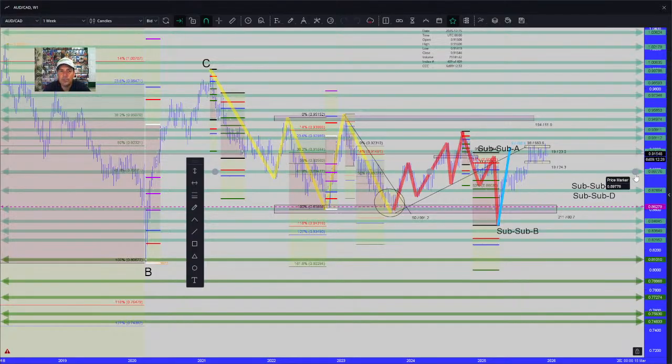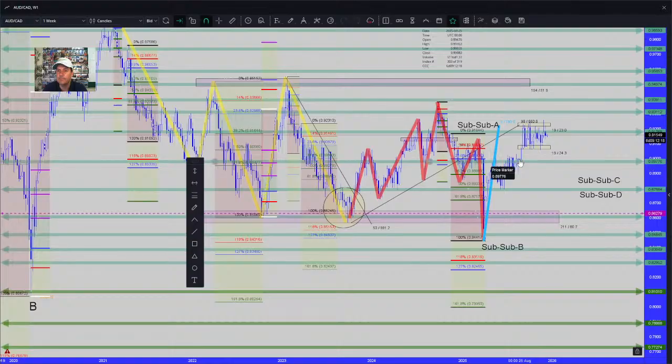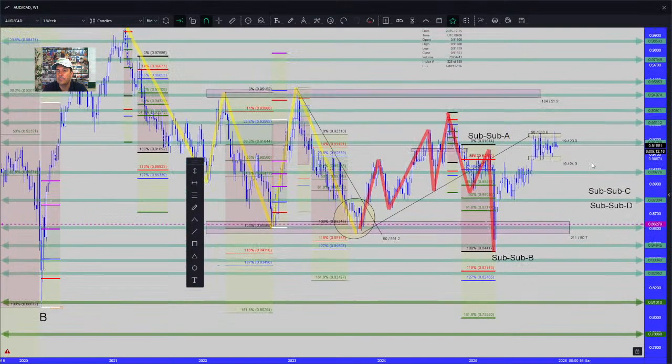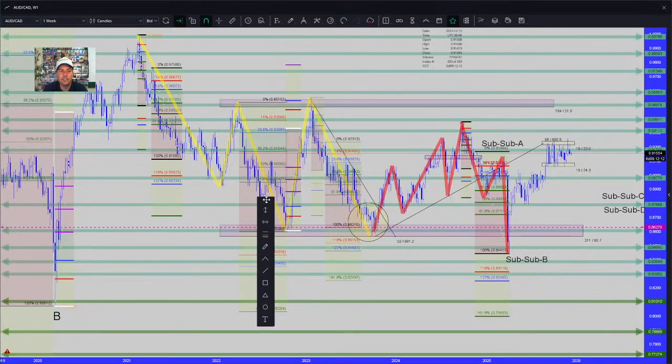What about the confirmation and the contrarian, everybody? What about the confirmation and the contrarian? Who is winning between the confirmation and the contrarian?